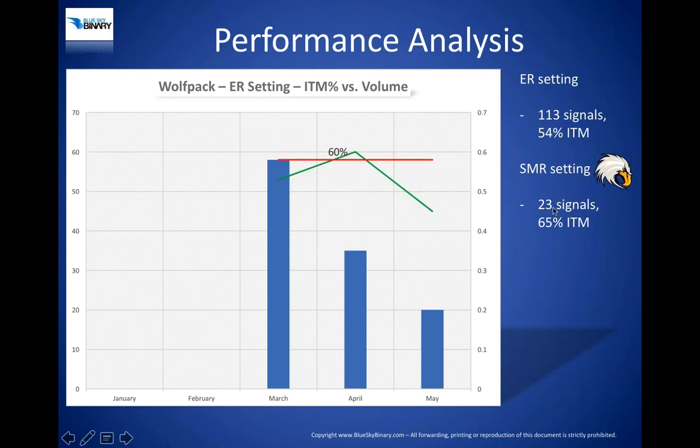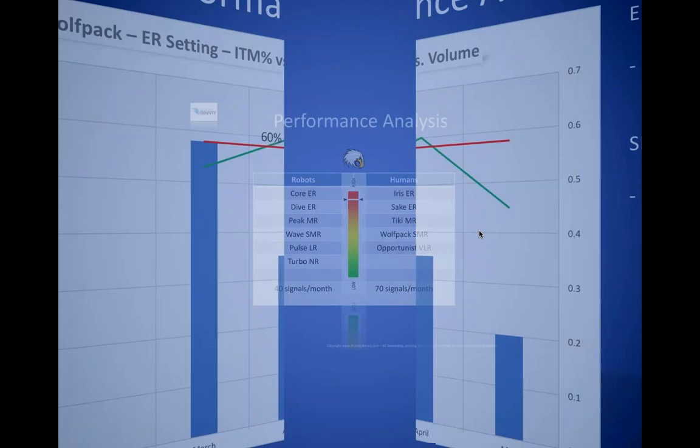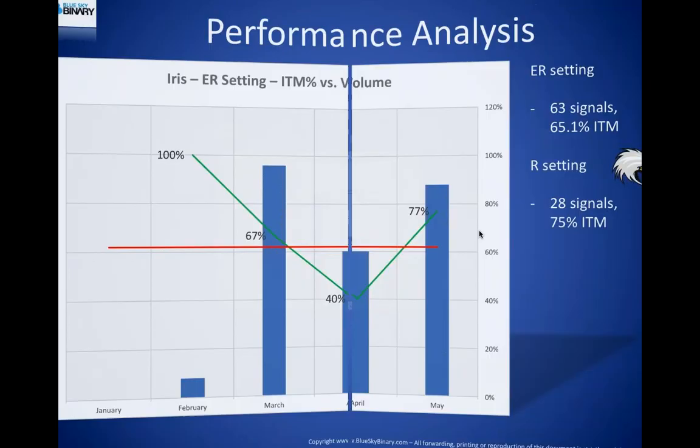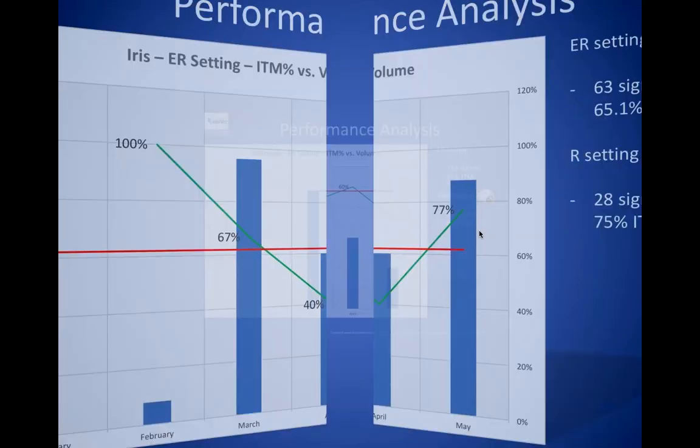So 23 signals over a 5-month period, which means just around 3 to 4 signals a month, roughly speaking. But you get them at a 65% win rate. So it's similar to Opportunist if you switched on Hawkeye. Your option here would be, do I just give this person a skip, or do I put them on and try them with Hawkeye? It's the same analysis that you would come to with Tiki or Opportunist.